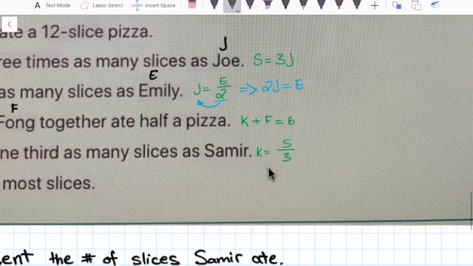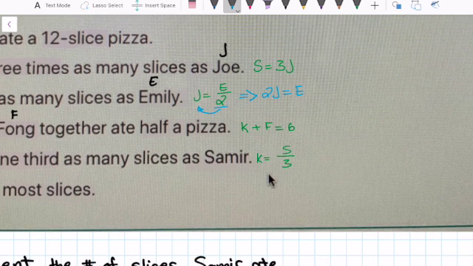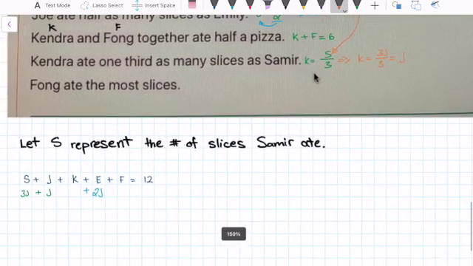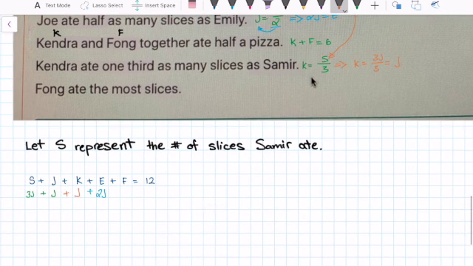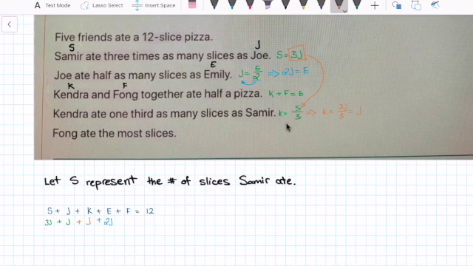Next, we have this, and what we are going to do first is substitute this value over here. So we have k equals 3j over 3, and that simplifies to just j. So we could write down j over here. And the only person that we don't really know the information for is Fong.